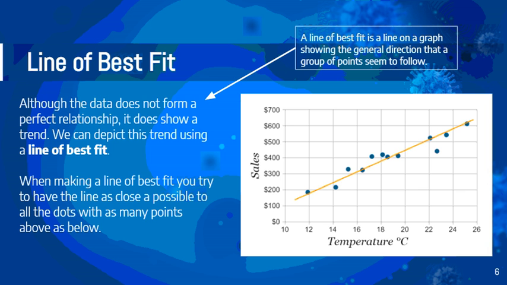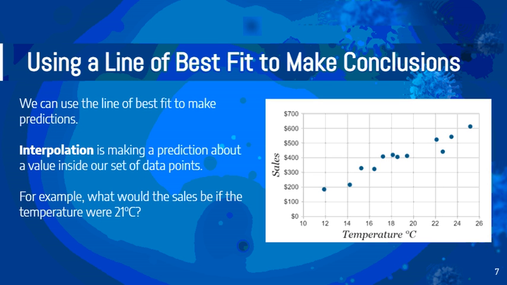Well, what we do to find a trend is we draw something called a line of best fit. A line of best fit is basically just the general direction that a group of points seems to follow. When you make a line of best fit, you try to include as many dots as you can or get as close to the dots as you can, with about an equal number of dots above and below the line. That line of best fit can help you to make predictions about your graph. For example, what if they wanted to find out what the sales would be if the temperature was 21 degrees Celsius? You can use the line of best fit to make that prediction.